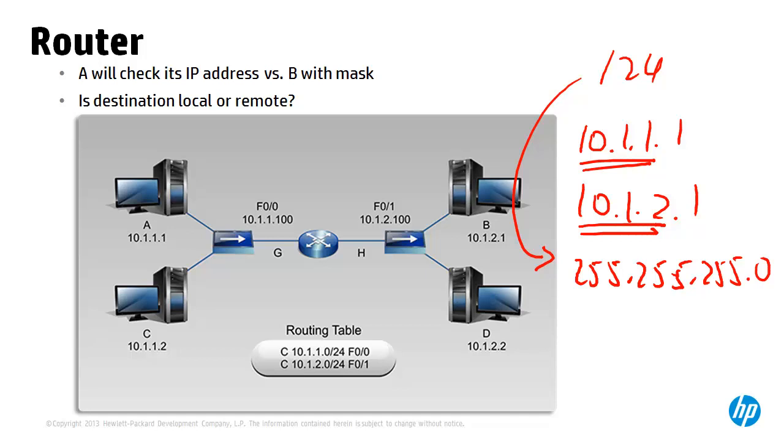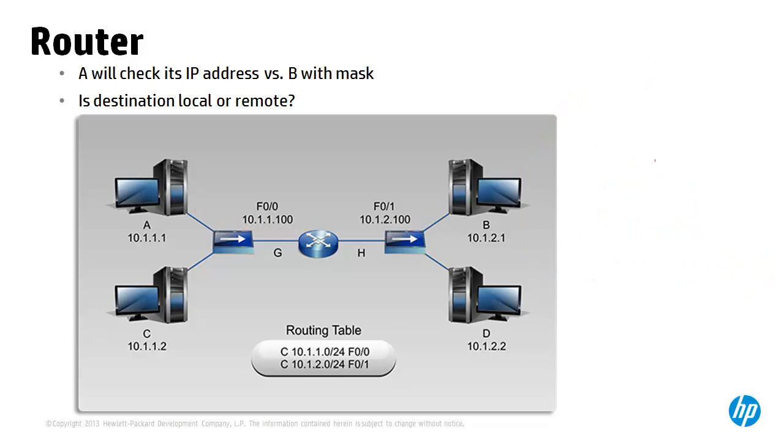In this case, the network portions are different, so it knows that the device is remote and therefore it needs to send its traffic to its default gateway to get to the remote device. This assumes that device A has been configured with the router as its default gateway.